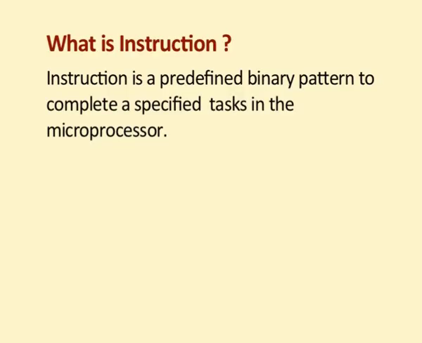Welcome to UGC lecture series BSc Electronics, Electronics Practical 9. In today's session, we will discuss about instructions of 8085. Instruction is a predefined binary pattern to complete the specified task. In the microprocessor, it has two formats, opcode and operand, which is followed in the entire instructions. In 8085, it has 246 instructions.